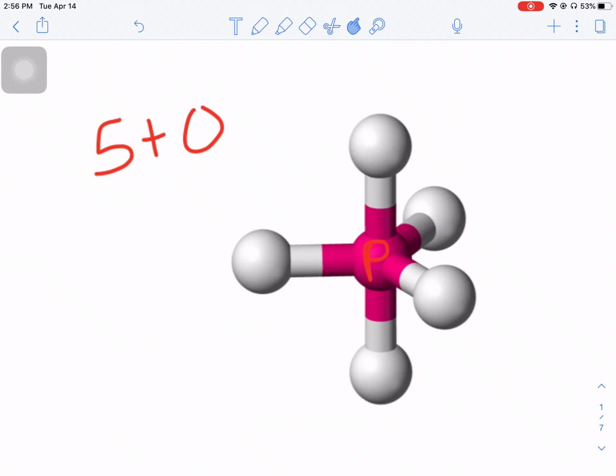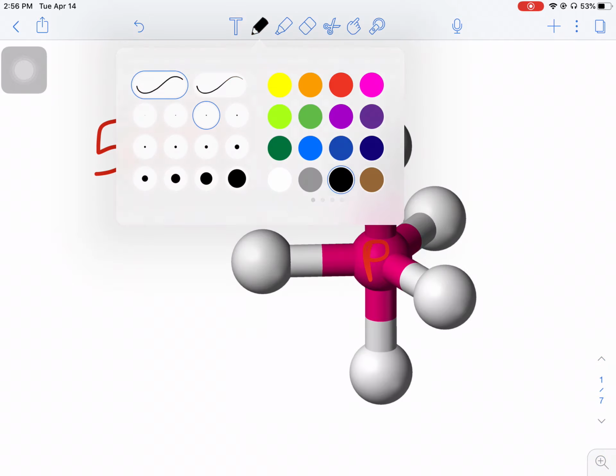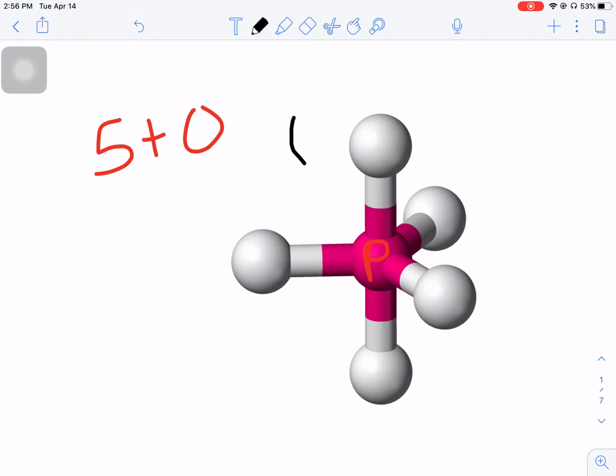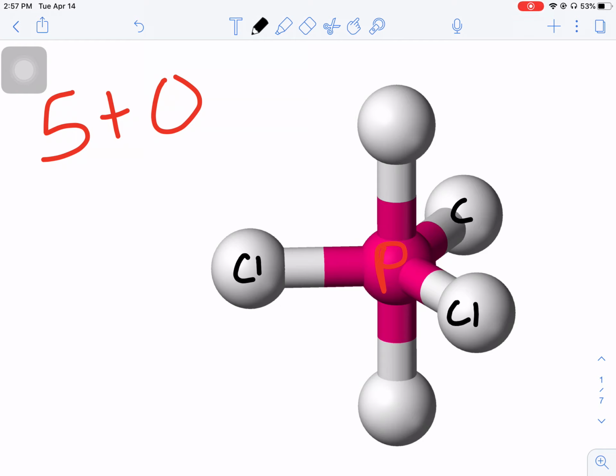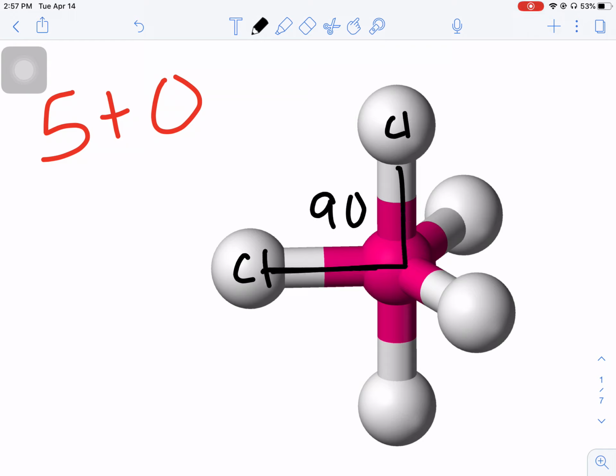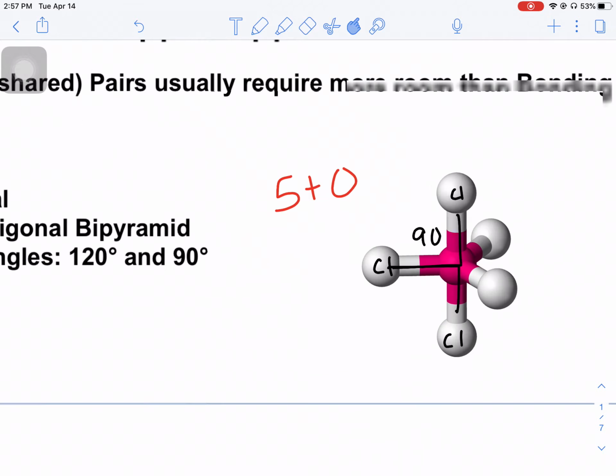So we actually have a couple of different bond angles. If you look at the bond angle between these three chlorines, these bond angles are all going to be 120 degrees. But let's go ahead and look at a different bond angle. If you look at this bond angle right here, this one is going to be a 90-degree bond angle, as will this one. So you have a combination of two different bond angles: 90-degree bond angles, but you also have 120-degree bond angles.